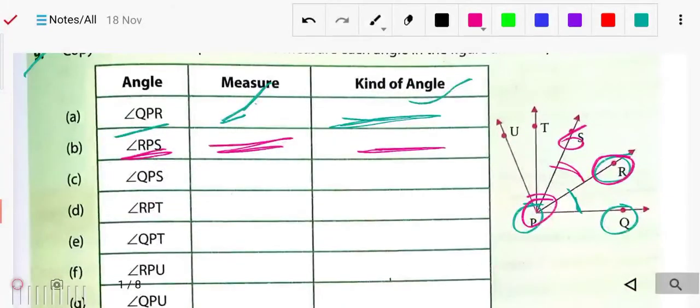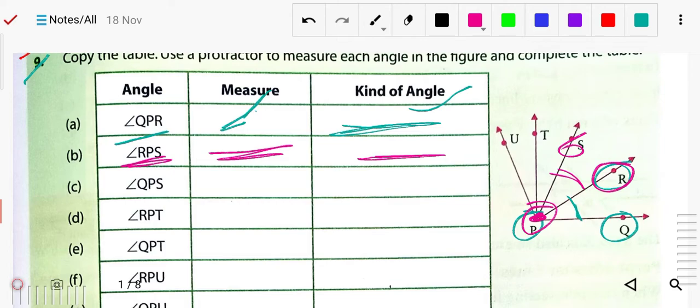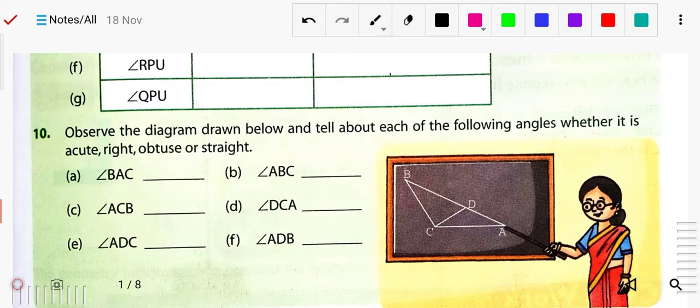So how you will measure, you know that you have to put the center point of the protractor here, and match it exactly with this line, and just see the value on this arm. Okay, now number 10, observe the diagram, draw below and tell about each of the following angles, whether it is acute, right, obtuse or straight. Okay, so the diagram is here, you can see.